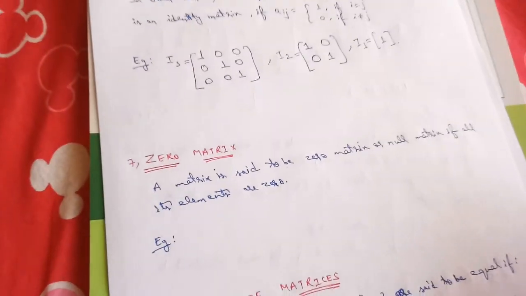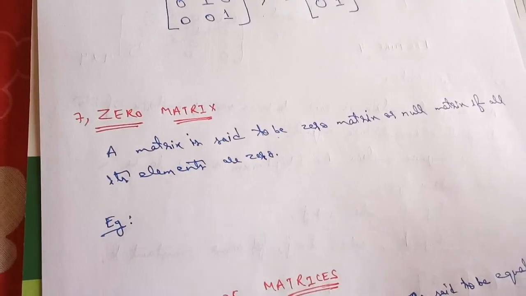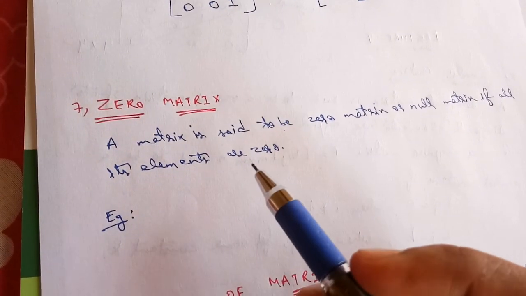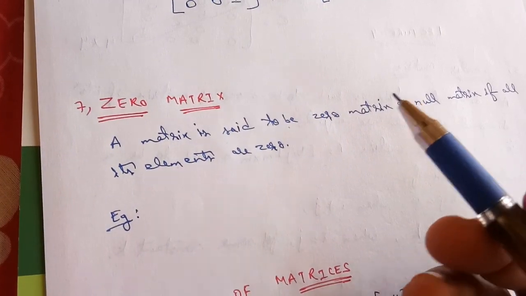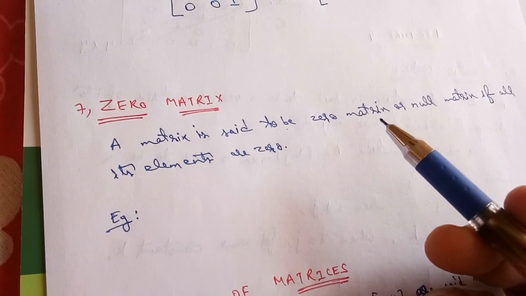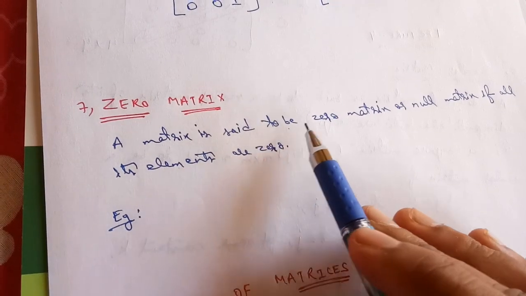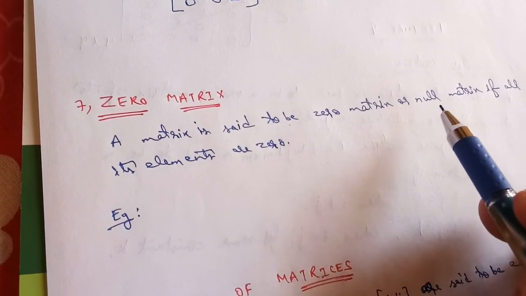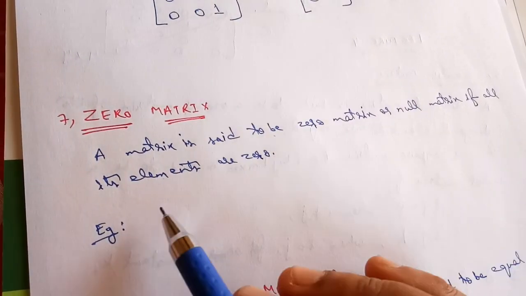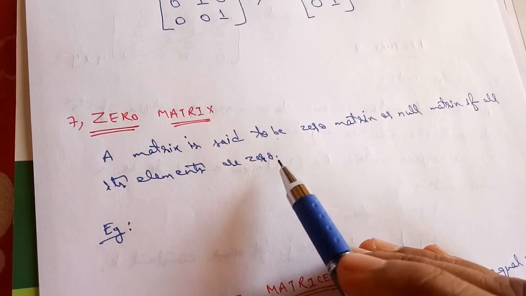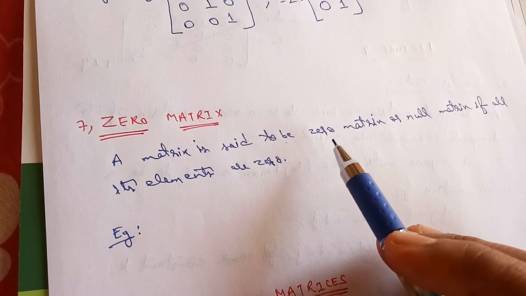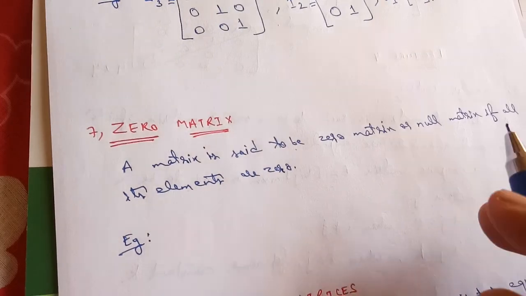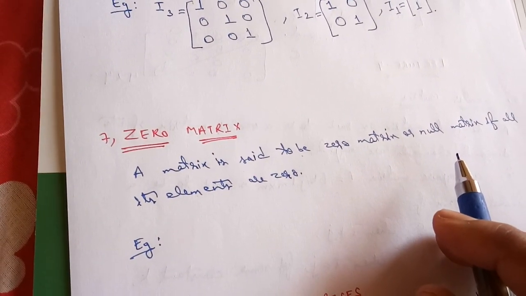Right. Now we will move to the next and last type of matrix, that is called a zero matrix. Zero means, as we can, it is the simplest type of matrix. A matrix is said to be a zero matrix or null matrix. Null also means zero, that is nothing is there, if all its elements are zero. Right. So it is not written whether it must be a square matrix or a rectangular one. So any matrix in which all the elements are zero is said to be a zero matrix.